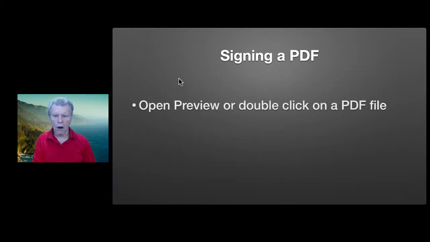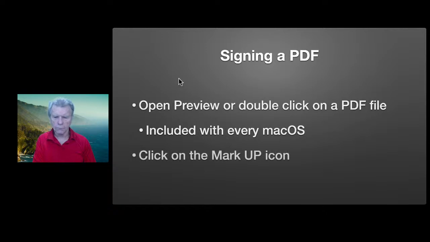So you can start off by either opening Preview and then going to File and open the document inside Preview, or simply double click on the PDF file and it will open Preview automatically. Preview comes with every version of the Mac operating system, so you already have Preview on your Mac.